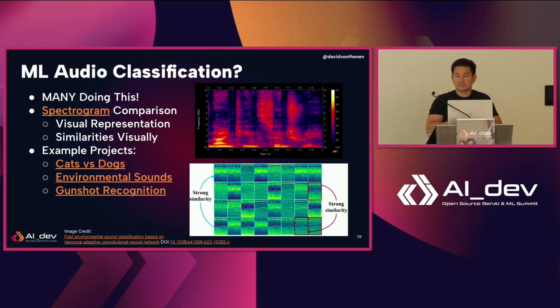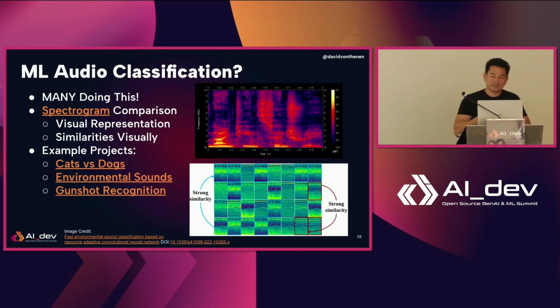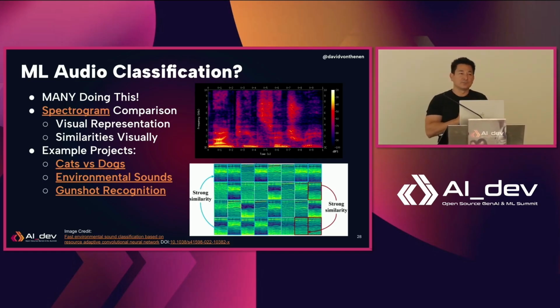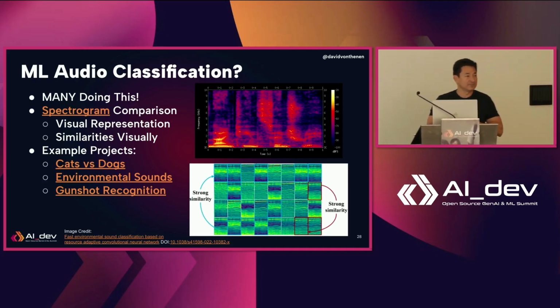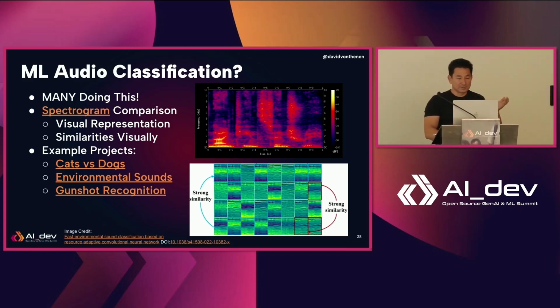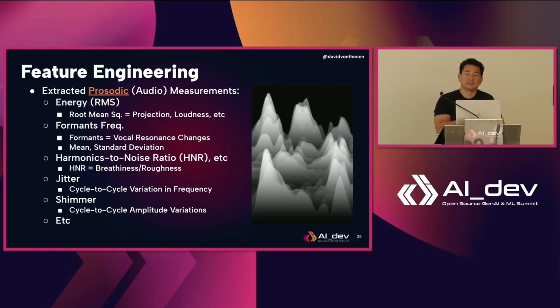And the picture right underneath it is every square is a pictorial version of a sound. Just visually you can see that certain patterns start to emerge. What the machine learning model does when you build it is it recognizes those patterns and says, oh, these two must be the same sound, same as that, right? That's kind of like the lo-fi version of building a classifier. There's many examples of it doing cat versus dog, environmental sounds, gunshot recognition. So it definitely is done.